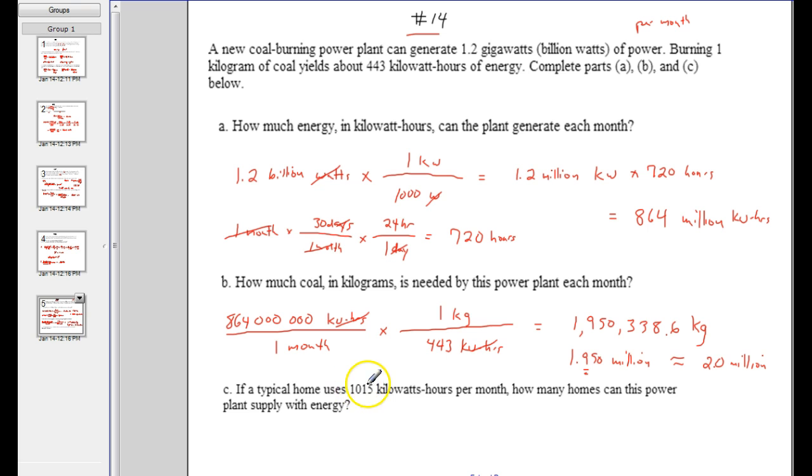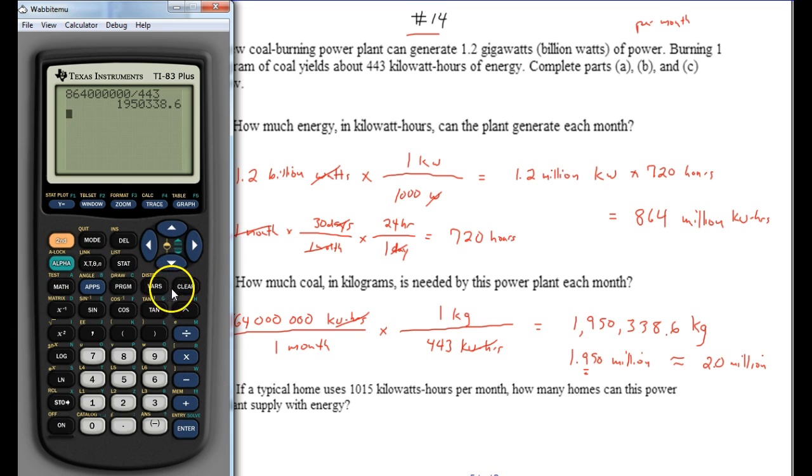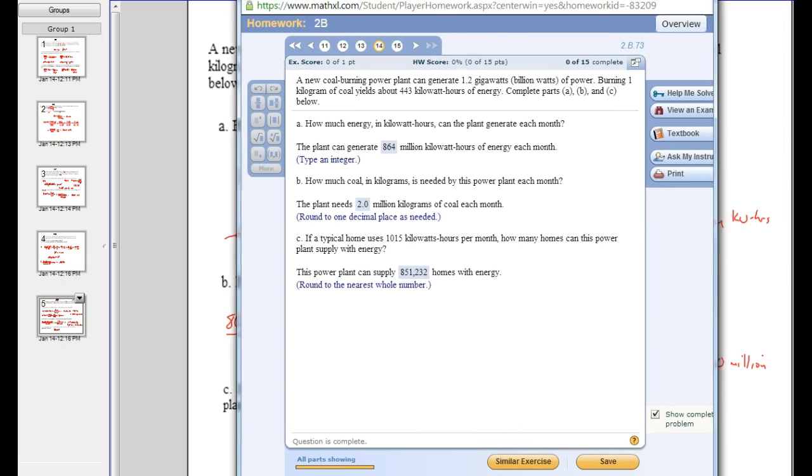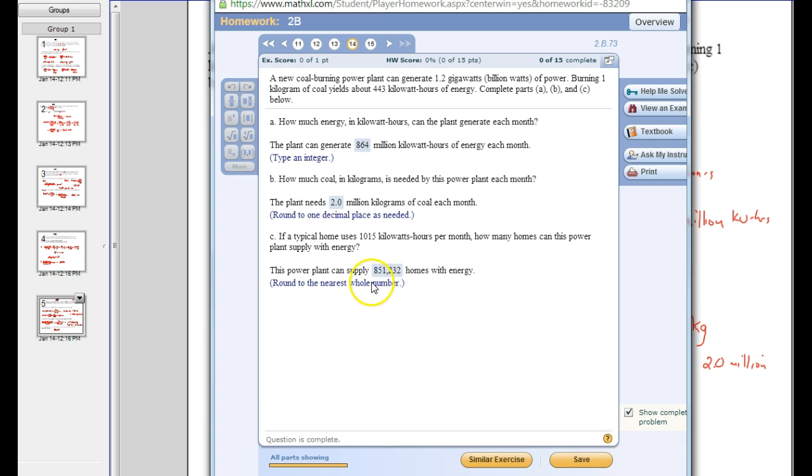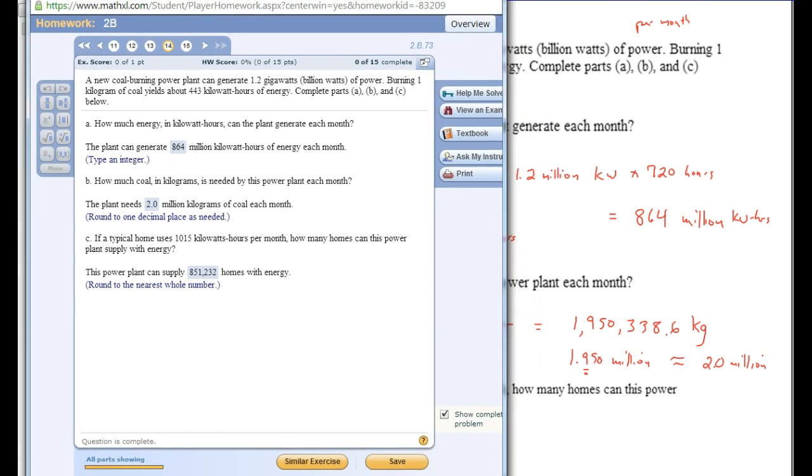Then, if a typical home uses this many kilowatt hours per month, how many homes? Again, we take this 864 million and divide by this number. So I can bring back the last thing I just did. Instead of dividing by 443 for the coal, that's the number of kilowatt hours per home. And I get this number, which rounds, since they'll tell you to round to the nearest whole, to 851,232. Then those are their answers: 864, 2, 851,232. So we did all of those right.